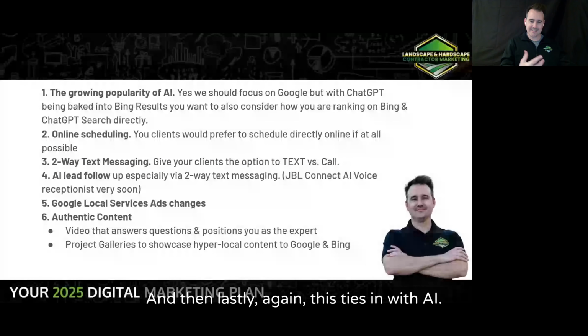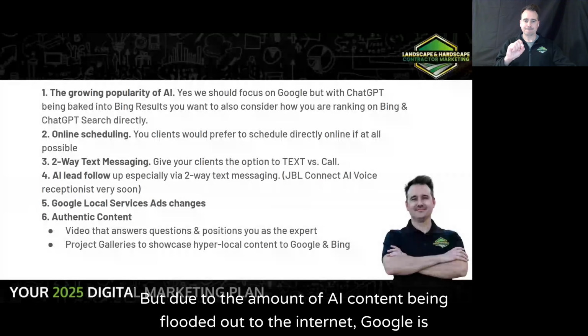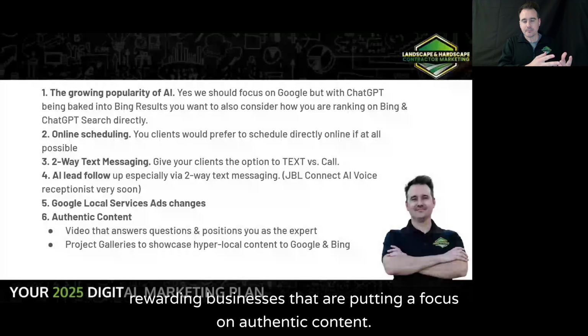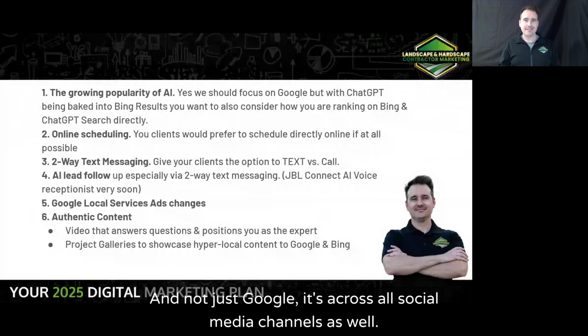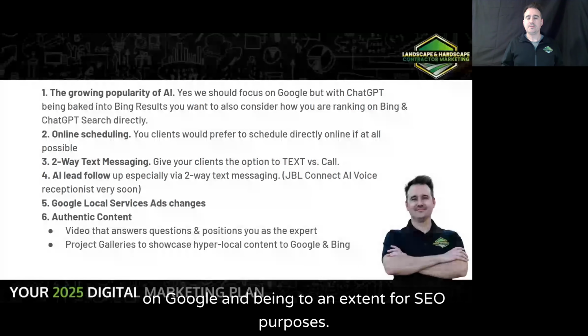And then lastly, this ties in with AI. Due to the amount of AI content being flooded out to the internet, Google is rewarding businesses that are putting a focus on authentic content. And not just Google, it's across all social media channels as well. However, we're seeing the biggest return for businesses is definitely focusing on Google, and Bing to an extent, for SEO purposes.